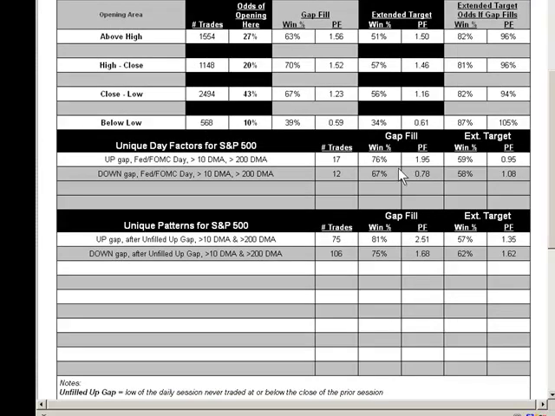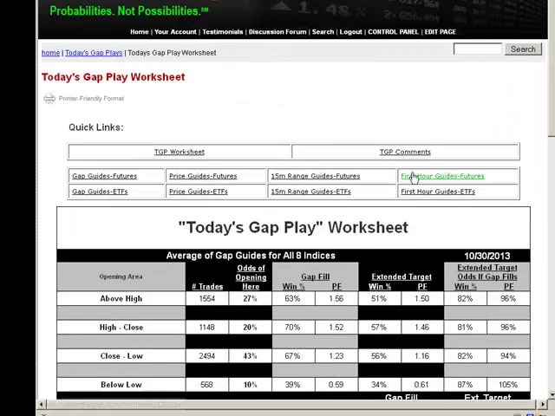Now, one thing to consider, this does not assume you close the trade before Fed announcements. So I probably need to rerun these numbers and assume that, because I personally would not hold through a Fed announcement. Up gap after an unfilled up gap, also very positive numbers. Again, did not assume you closed out ahead of the Fed announcement. So the key thing is you have to discount those numbers a little bit.